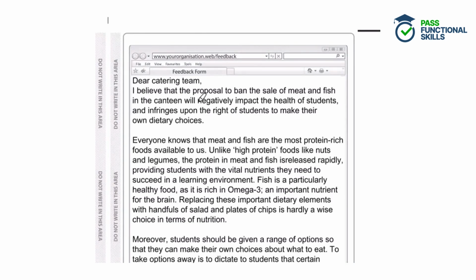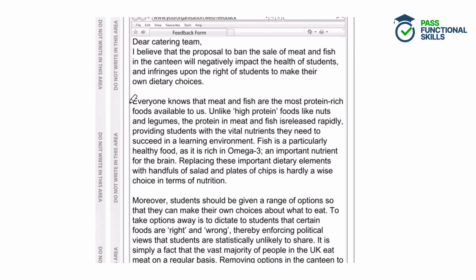So let's take a look at the punctuation that has been used in this answer. As we said before, we need capital letters at the start of each sentence and full stops at the end to show the readers where our sentences start and end. We also need to use commas to add some additional information and additional opinions. So for example, we've got: to take options away is to dictate to students that certain foods are right and wrong. And then we've got a comma and a connective, thereby, to add some additional opinions about this, so thereby enforcing political views.